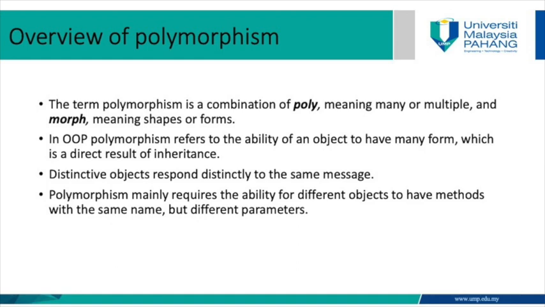Polymorphism mainly requires the ability for different objects to have methods with the same name. So we have multiple objects, and each object can have different methods, but they can all have the same name. That is what we learned in inheritance about overriding. But remember, they can have the same name, but they must have different parameters.